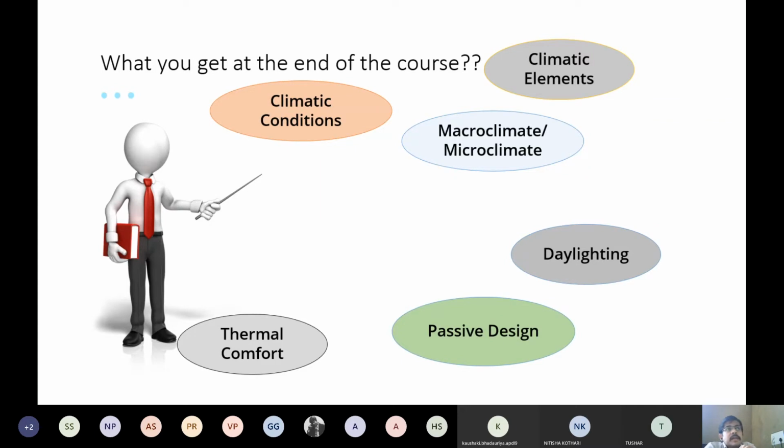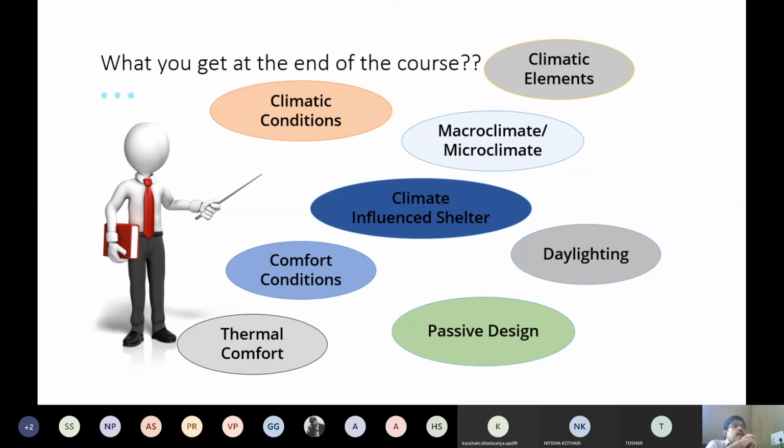Passive design. Passive design strategies are an important part. They have been an important part when you talk about vernacular architecture, but otherwise now they are an important part in our design. Comfort conditions. The comfort conditions that you get, and for how many hours you can get them, would be different for different types of climatic conditions, different types of locations. So ultimately you would be able to design a climate influenced shelter or a climate responsive design. That is what we are going to target by the end of this course.